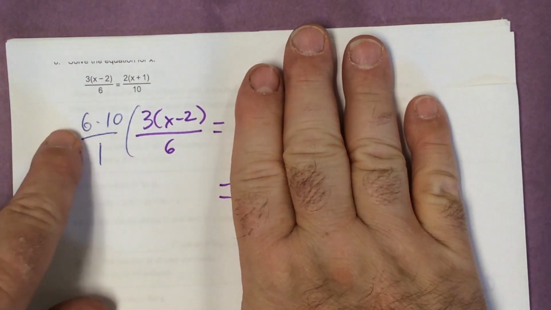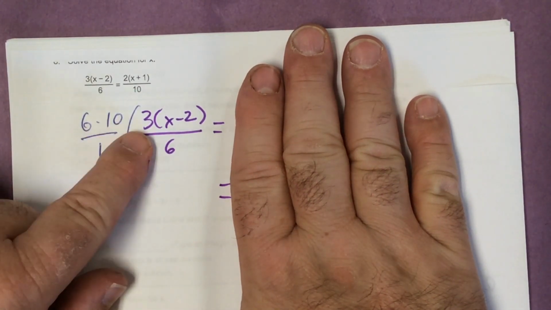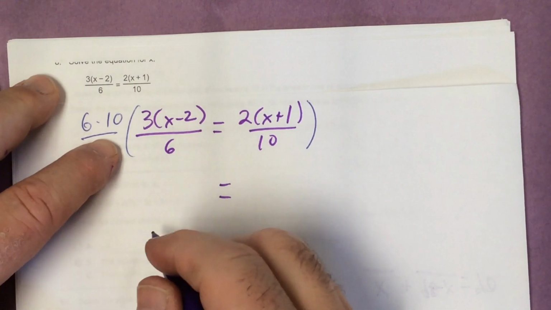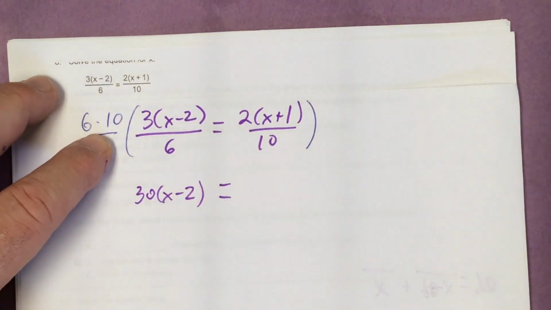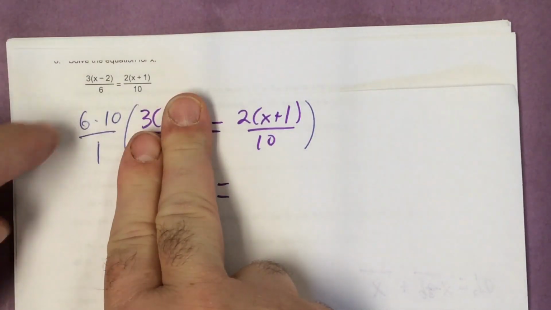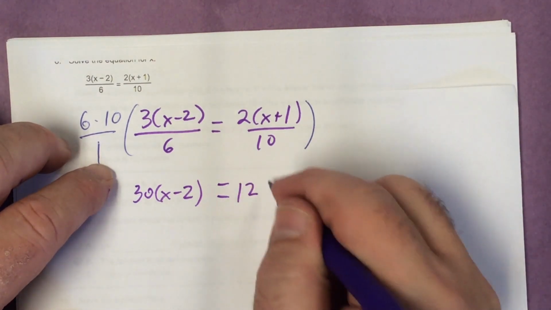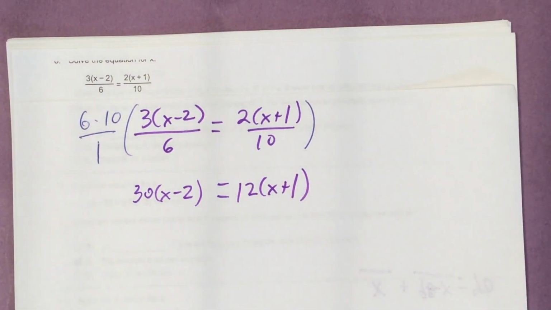What cancels? The 6's. But what's going to leave me with is 10 times 3. And here I'm just going to multiply the 10 by whatever's outside. 10 times 3, that's going to give me, in this case, 30 times x minus 2. Go here now. Here the 10's cancel, leaving me with 6 times 2. That's going to give me 12 times x plus 1. What have we gotten rid of? We've gotten rid of the fractions.